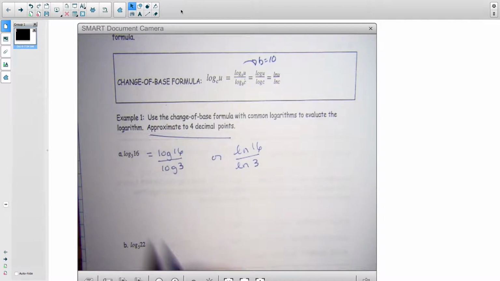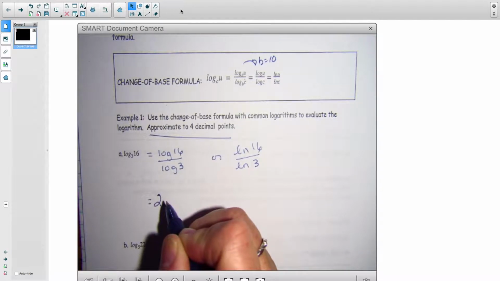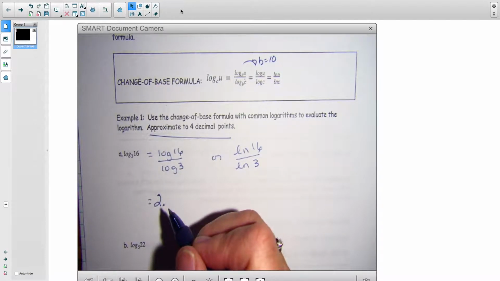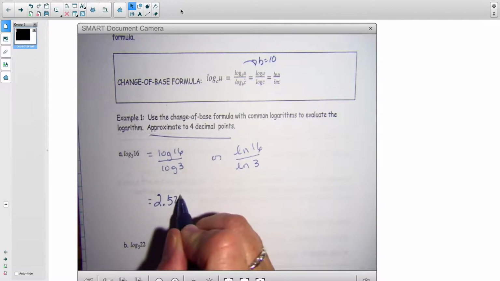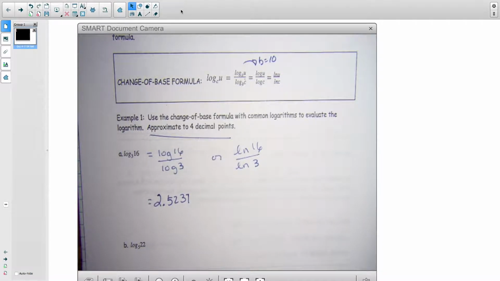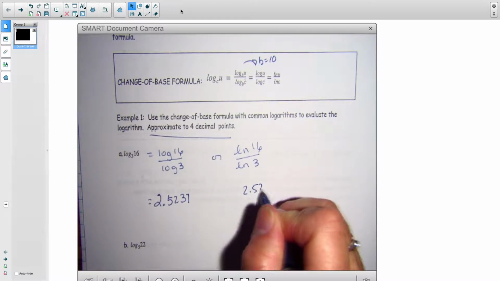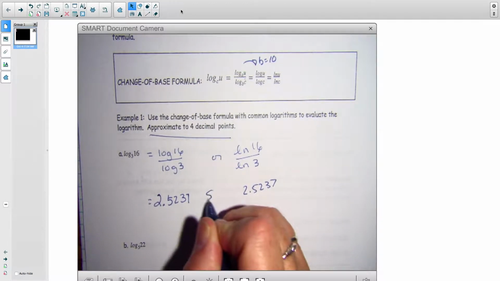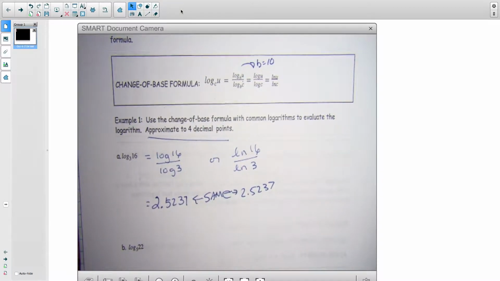Allie, what did you get? What'd you guys get over there using the natural log? 2.5237. So you get the same. So either way works.